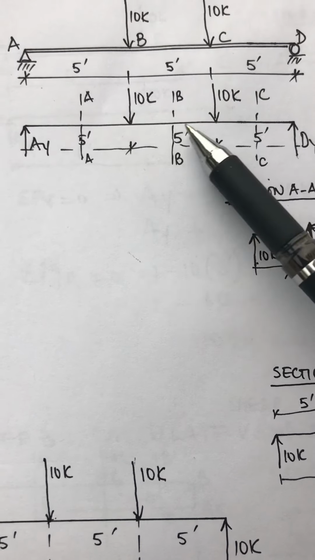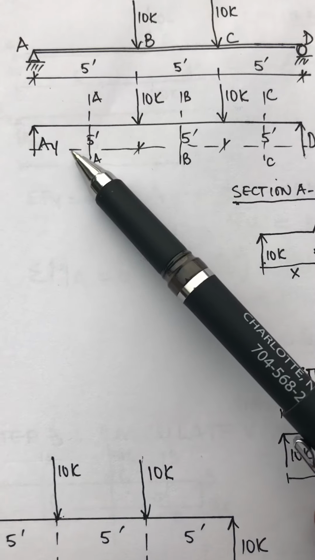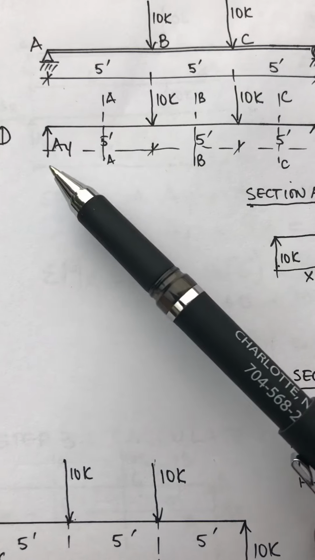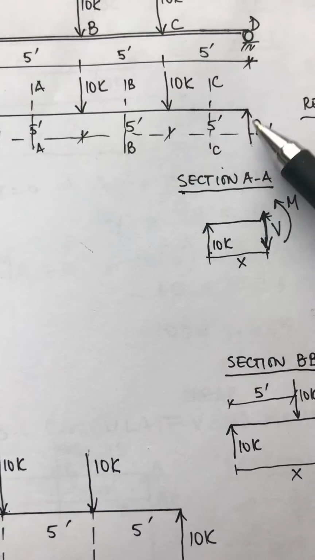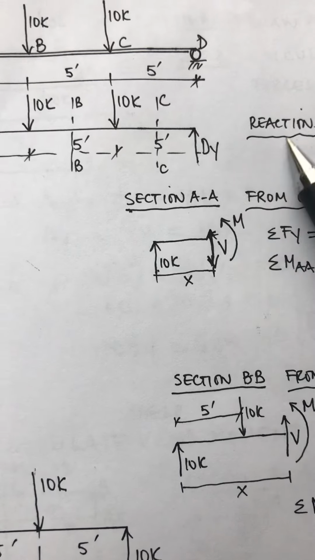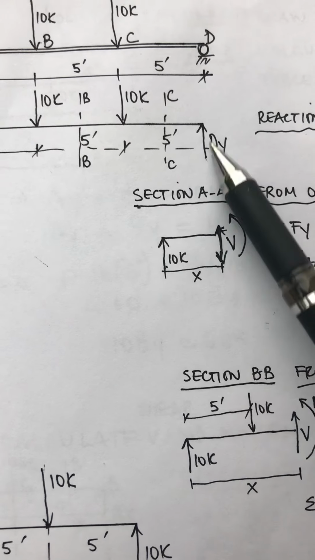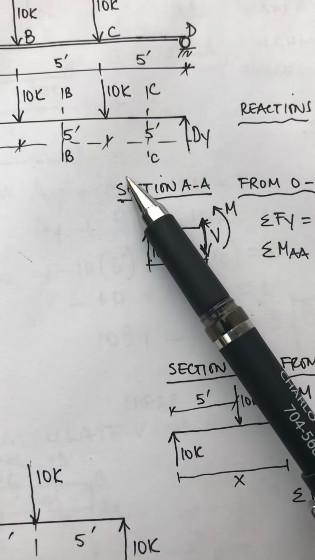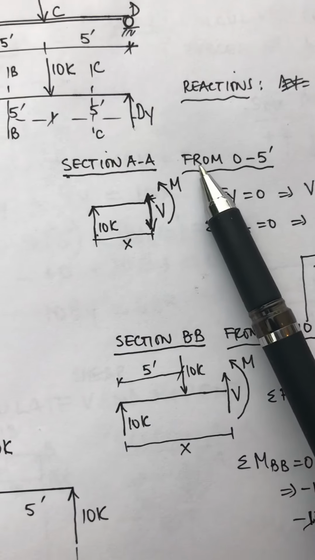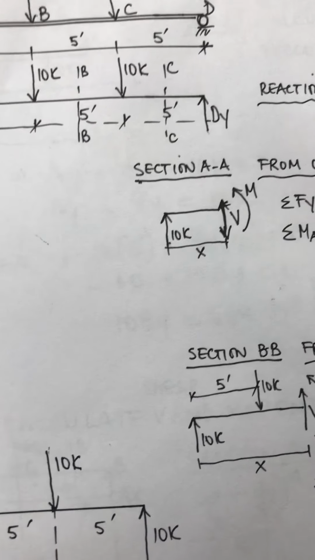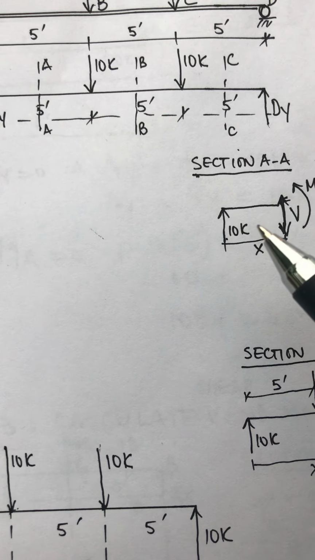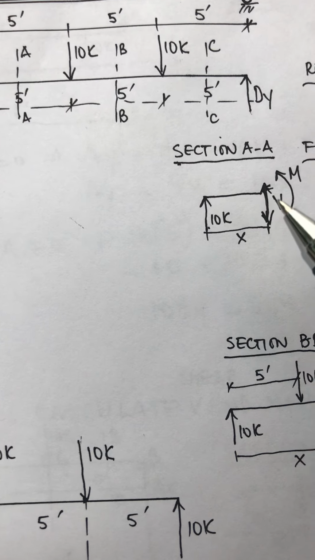From this structure, you see it's 10 and 10, and the distances are the same, 5, 5, 5. Automatically, Ay is going to be 10K, and By is going to be 10K. But you can solve it, calculating the way we did on the previous problem. You're going to see that it's the same. Now let's see the shear and moment diagram.